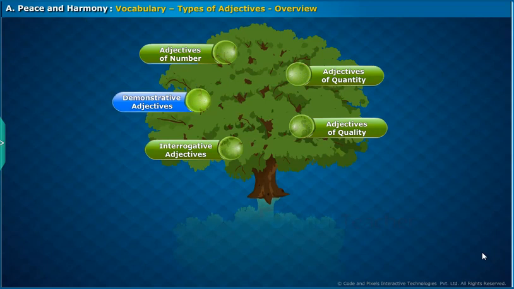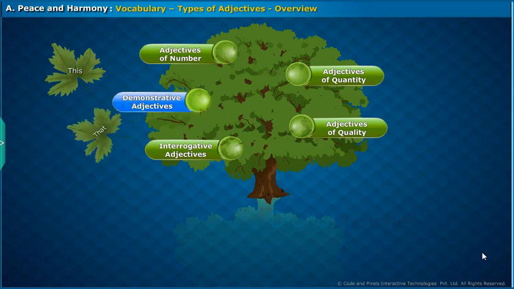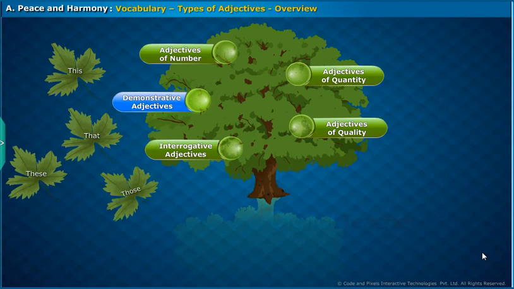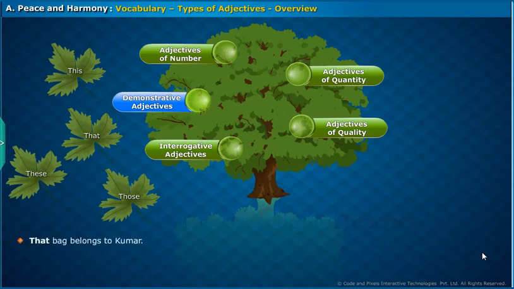Demonstrative adjectives are used to point out specific people or things. A few examples are this, that, these, those. Listen to the following sentences framed using these adjectives. That bag belongs to Kumar. These flowers are lovely.